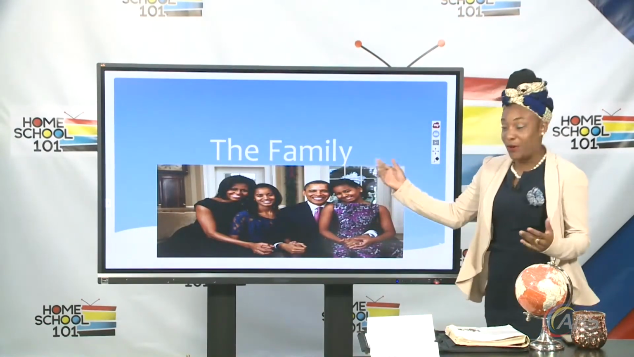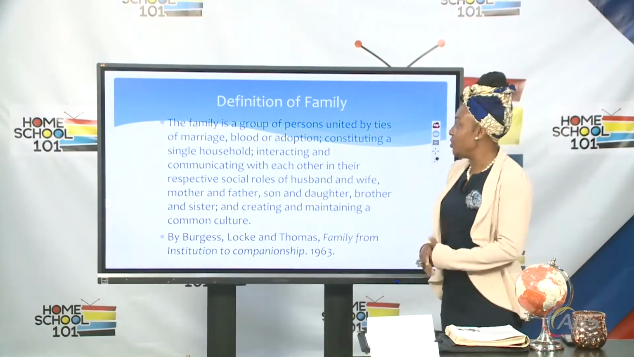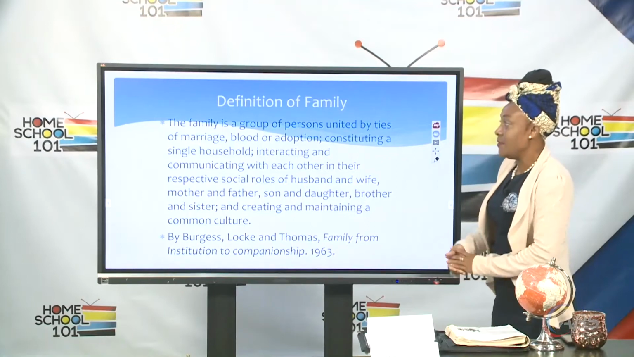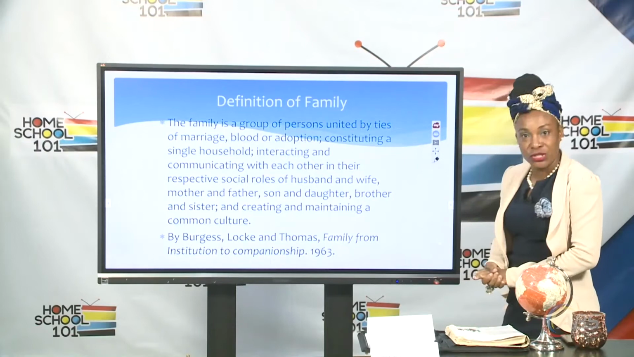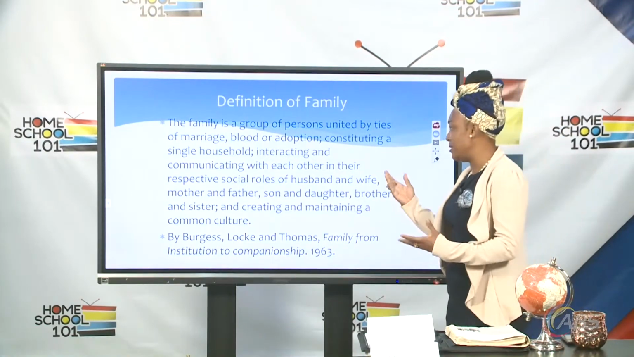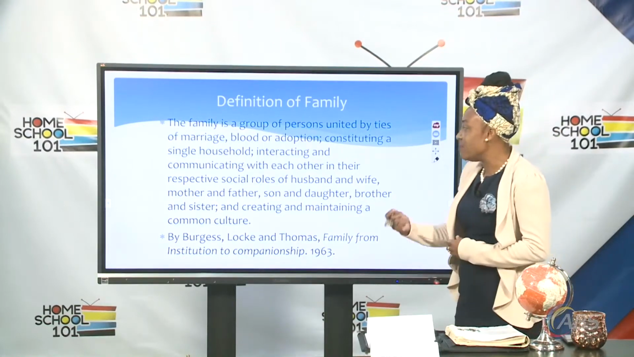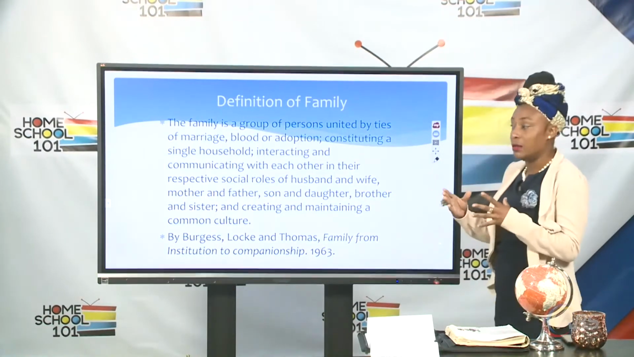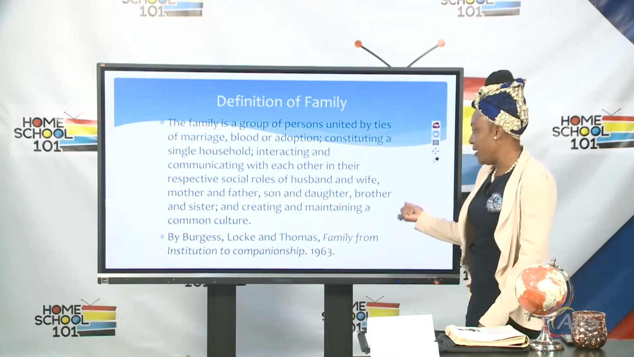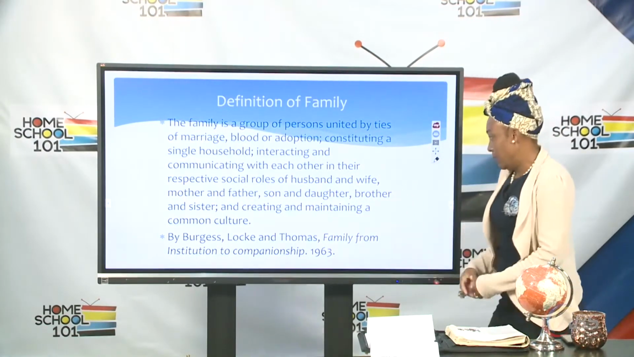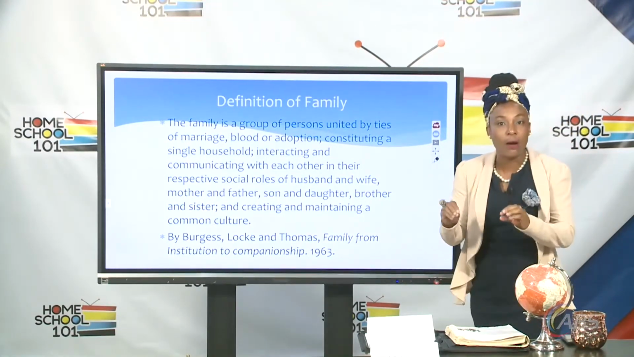This is a picture of a family. As I said earlier, the definition that we'll use today is: the family is a group of persons united by ties of marriage, blood, or adoption, constituting a single household. These persons are interacting and communicating with each other in their respective social roles of husband and wife, mother and father, son and daughter, brother and sister, and creating and maintaining a common culture.